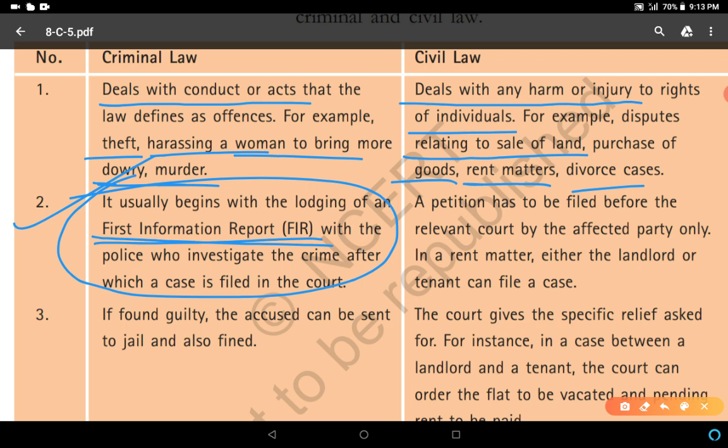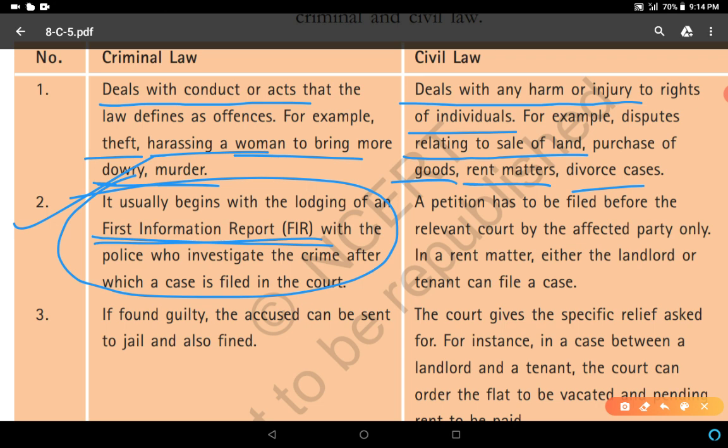It means a particular judge will be hearing these kinds of cases in the court, and after that disputes are solved, or we can say that the victims can get justice.